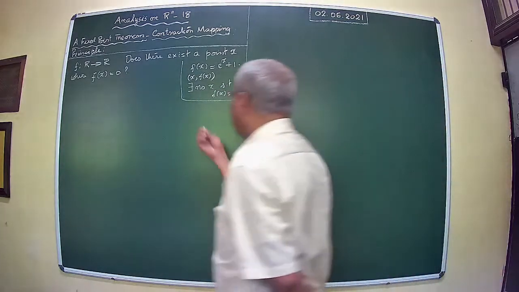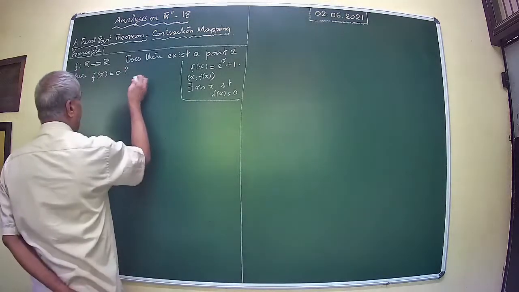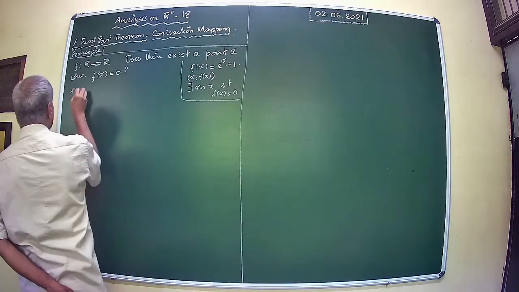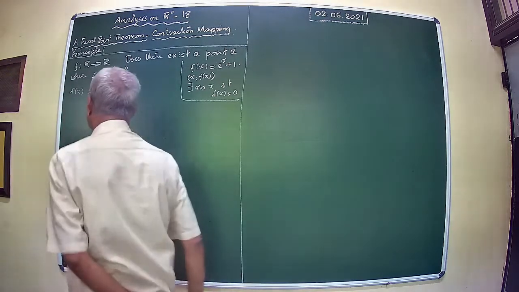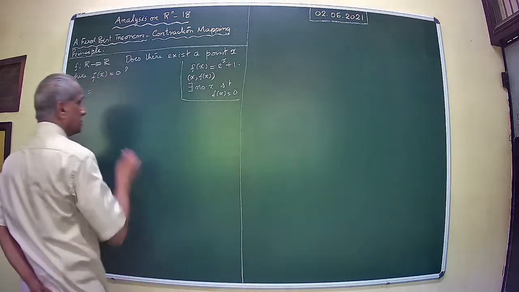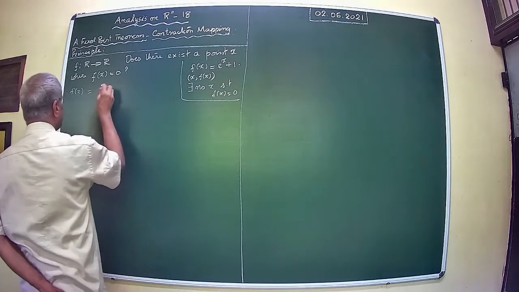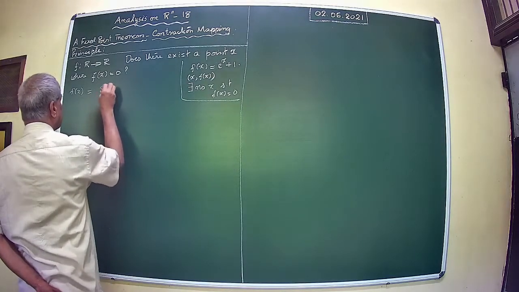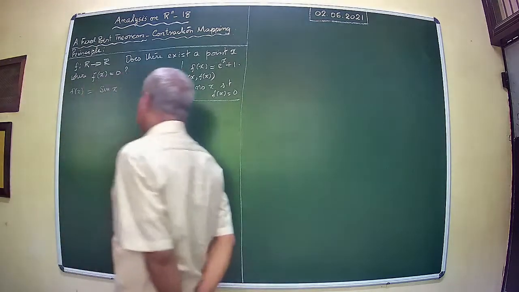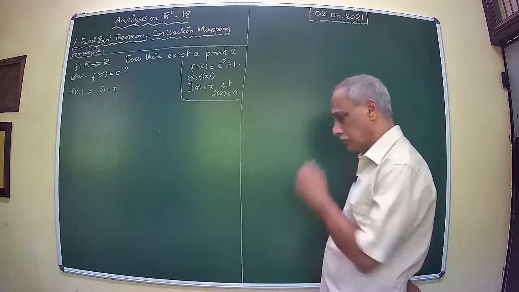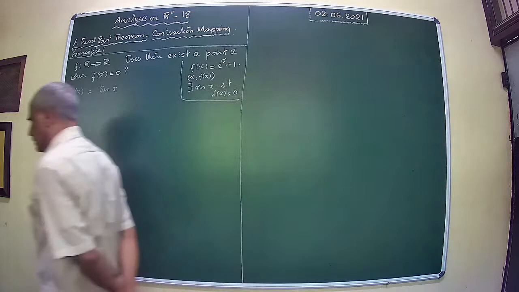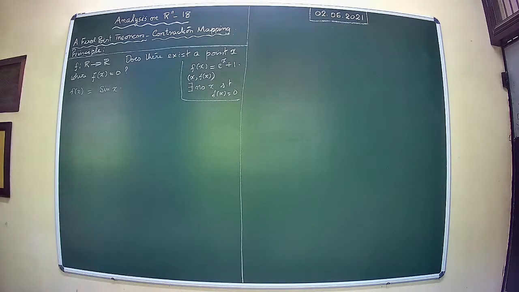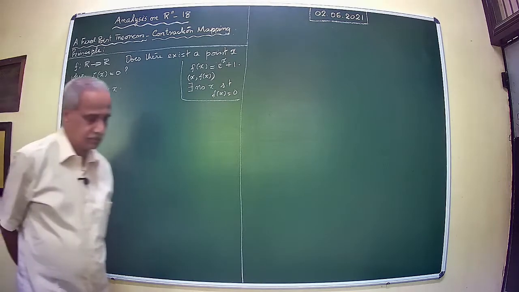On the other hand, you take a function f of x equal to sin x. Obviously, it vanishes at x equal to 0, and it vanishes at several other points. So there are several points which turn out to be the zeros of this function.